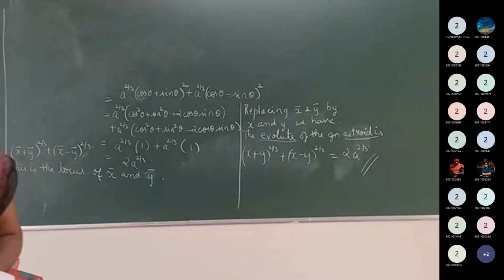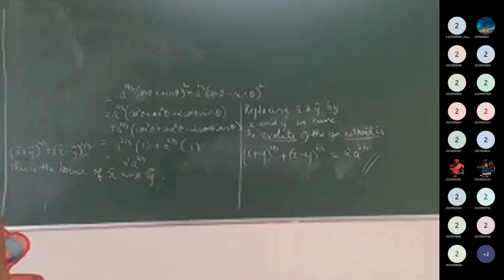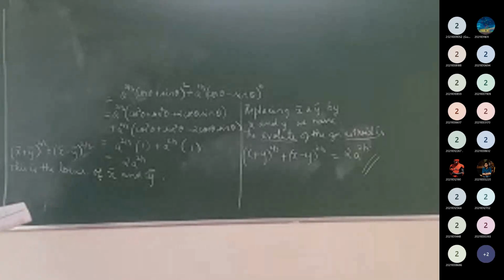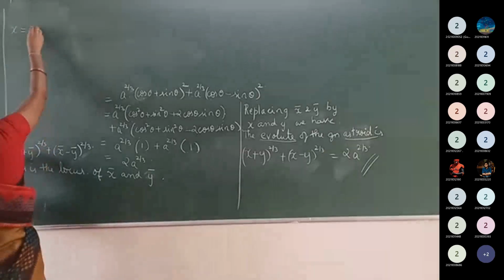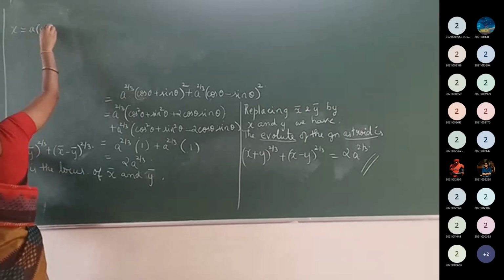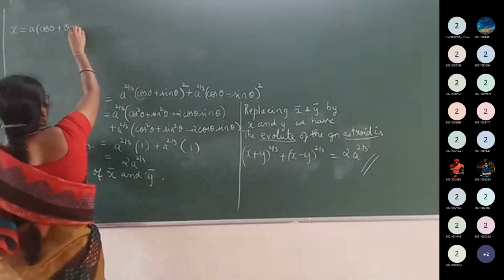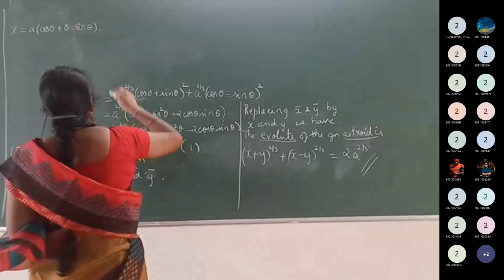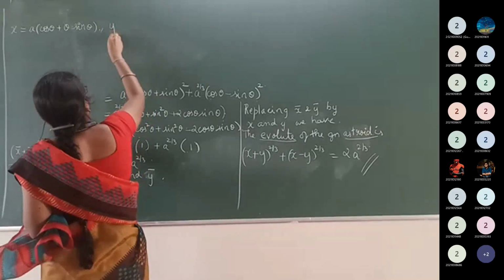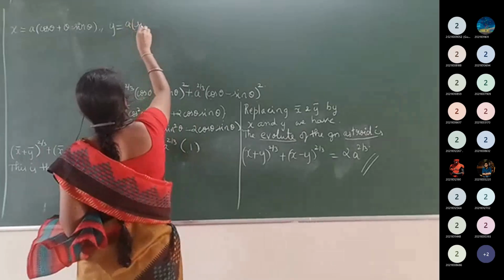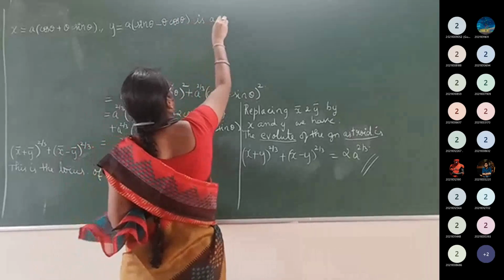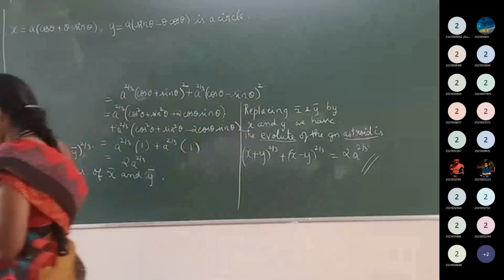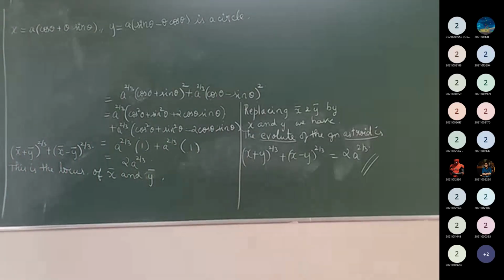Show that the evolute of the curve x equal to a into cos theta plus theta sin theta, y is equal to a into sin theta minus theta cos theta, is the circle.